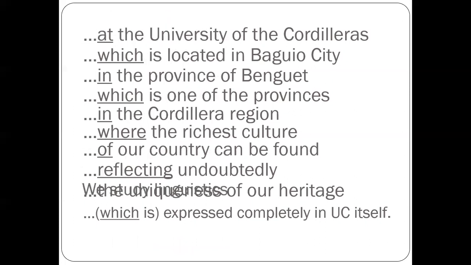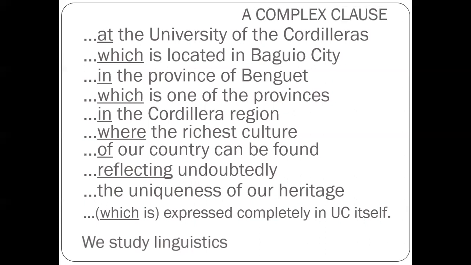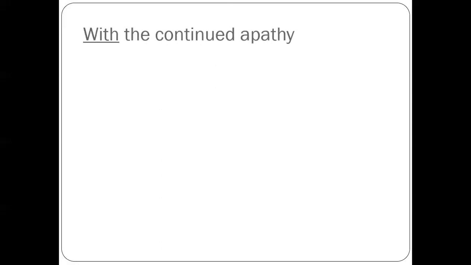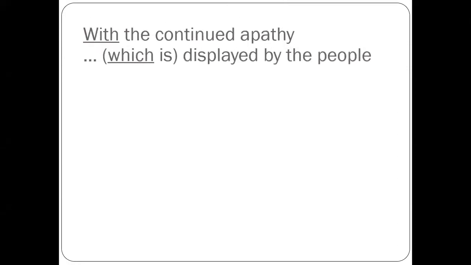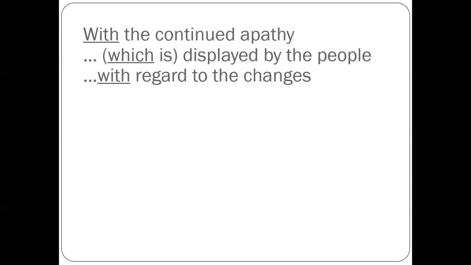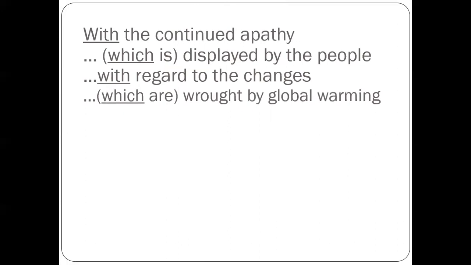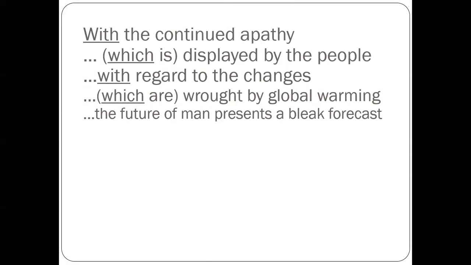Okay, there. All right. So let's now see. Oh, there you go. Did you see that? A complex clause. And then this one, with. So with is what you call a conjunction. That's another one of those adjuncts. With the continued apathy, which is displayed by the people with regard to the changes which are wrought by global warming, the future of man presents a bleak forecast.